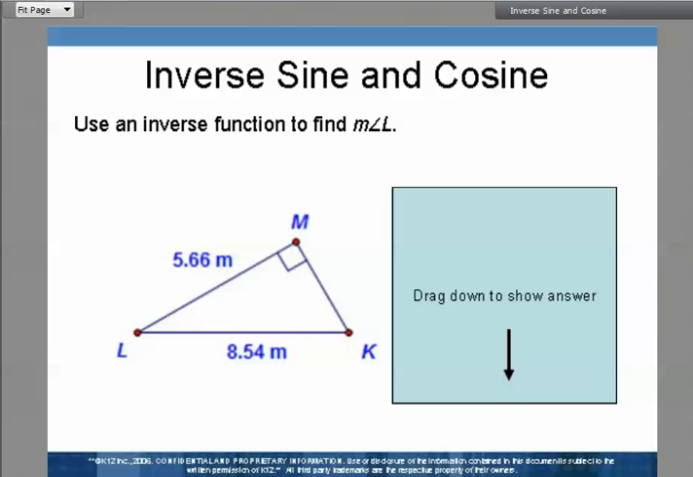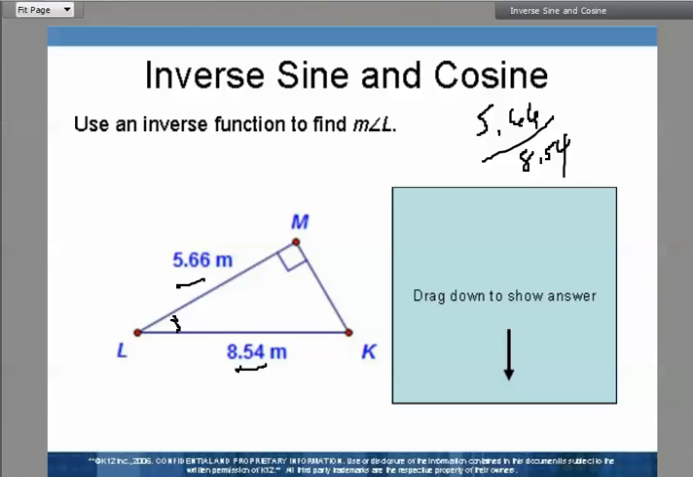They say use the inverse function to find the measure of angle L. Okay? Well, L is here, and the angle that I'm looking at, here's L, and I've been given the side right here, and I've been given the hypotenuse down here. So that means I'm going to take 5.6 and I'm going to divide it by 8.54. 5.66 divided by 8.54. That's what the cosine is.